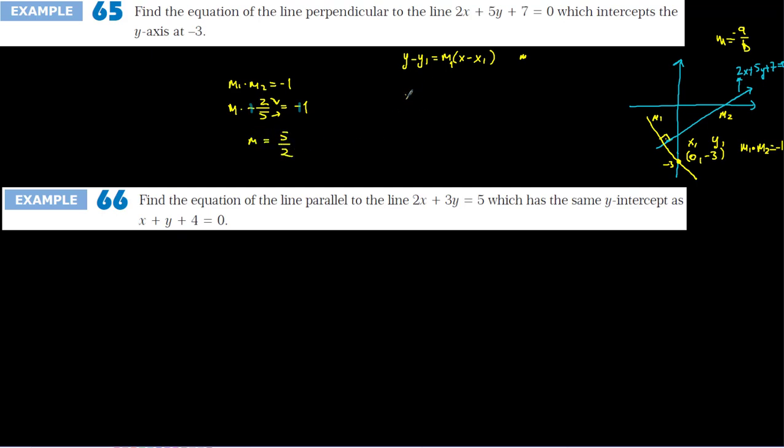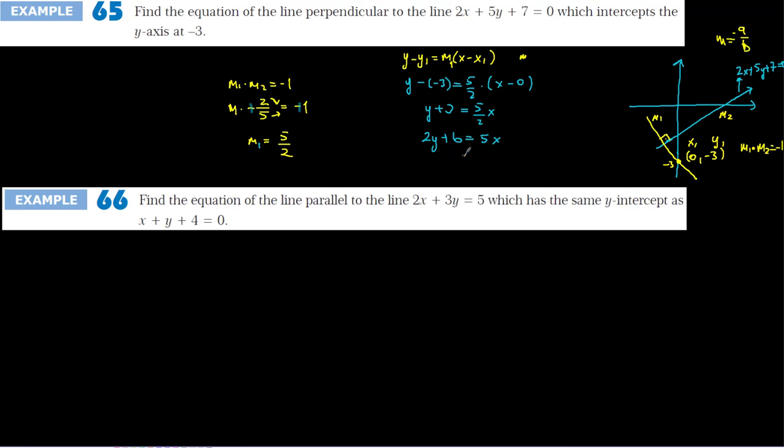Now I can continue with the equation of the line, which means y minus 3 is equal to m1. I found that m1 is equal to 5 over 2. It should be 5 over 2 times x minus 0. It should be y plus 3 is equal to 5 over 2 x, and this 2 goes to the other side. 2y plus 6 is equal to 5x it should be.